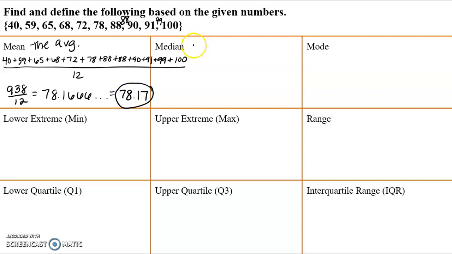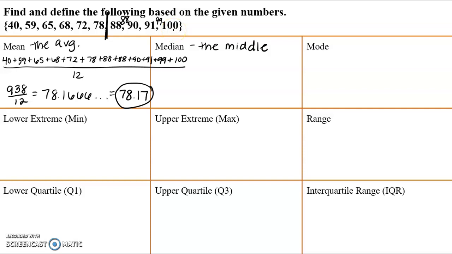The median is the number in the middle. Okay, so it's very important that we have these in order. And so here we have 12 numbers. The middle would be where I have 6 on either side. So if I count 1, 2, 3, 4, 5, 6 from 40 to 78, that's in the first half. And then 88 to 100, that's in the second half.